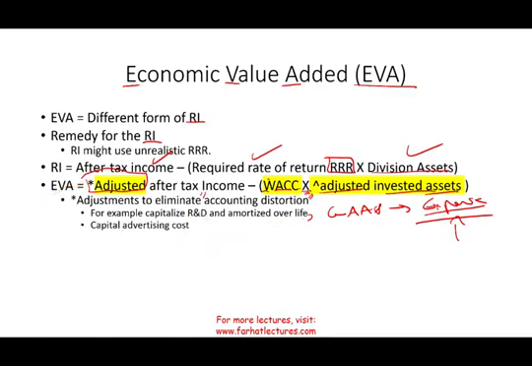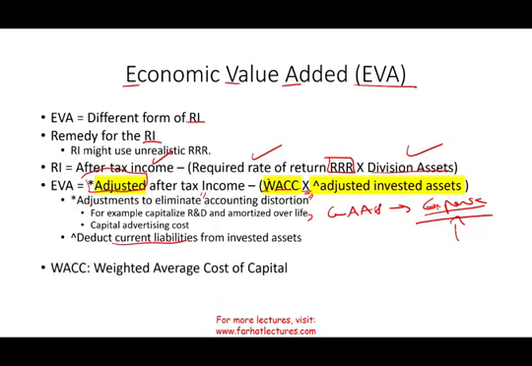Same thing with advertising. When you advertise for GAAP purposes, you expense it. What's going to happen is we're not going to expense it. We're going to take this advertising and add it back, removing it from expense, which means adding to our income. Then we're going to amortize it in pieces over its life. So these are the basic adjustments for the income. For invested assets, if we have any current liabilities, we'll deduct the current liabilities from invested assets, and we have to compute what we call WACC, the weighted average cost of capital.